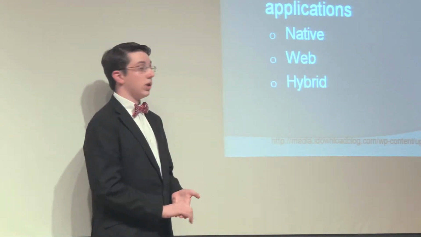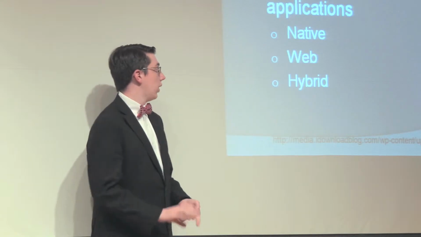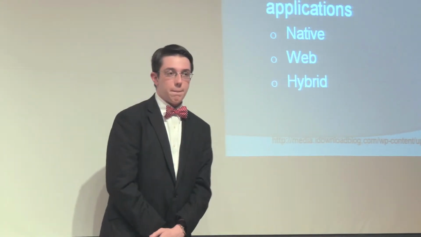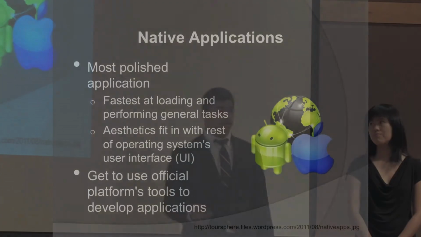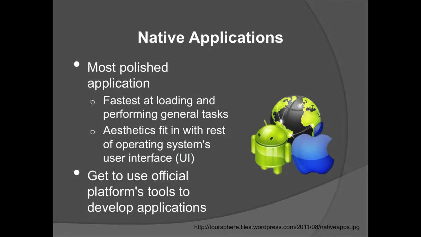So there's actually those three different ways to develop apps that we talked about already: native, web, and hybrid. So going to the first method, that's native application development. It really yields the most polished application at the end, and that's really because of two factors. Firstly, it is the fastest at loading and also performance-wise in the application itself. And that's because the operating system itself is the one that is doing all the hard work of processing the application.